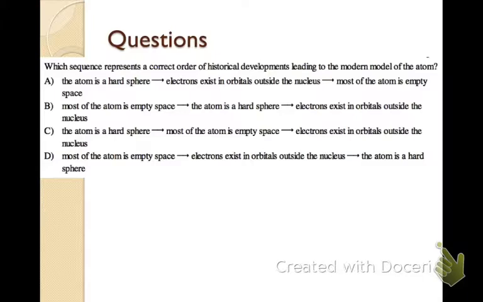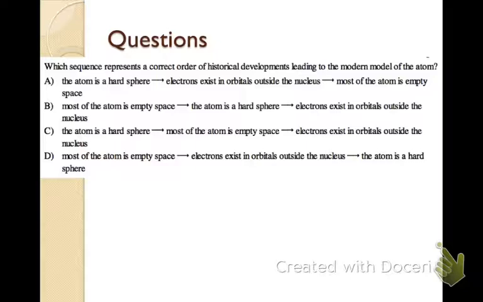Which sequence represents a correct order of historic developments leading to the modern model of the atom? So we knew that the first model was going to be from Dalton. It was a solid sphere. Then J.J. Thomson had the plum pudding model, and then Rutherford, and so on and so forth. So we should know that it started out with a hard sphere. The most recent discovery was that electrons are in orbitals around the nucleus.